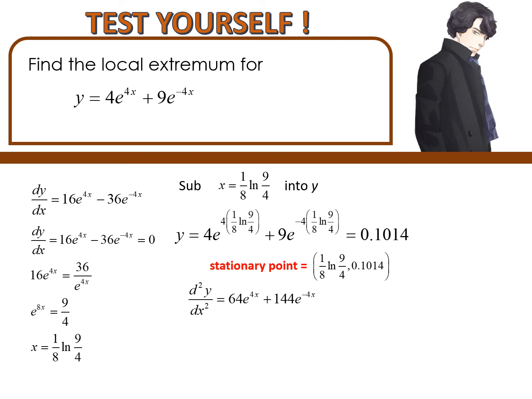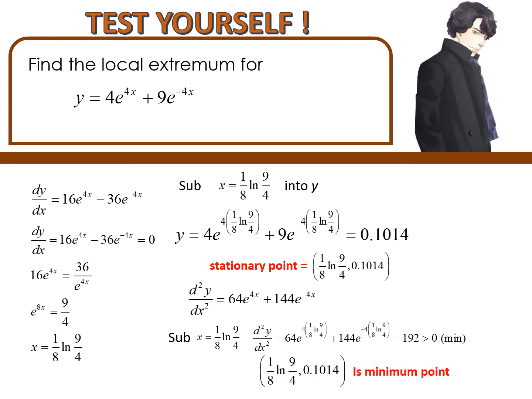We differentiate. We will have 64e^(4x) plus 144e^(negative 4x). Then we take x equals 1 over 8 ln 9 over 4 and substitute into the second derivative. Using the calculator, we will have 192, which is greater than 0. So we can conclude that it is a minimum. So we make a conclusion: (1/8 ln 9/4, 0.1014) is a minimum point.